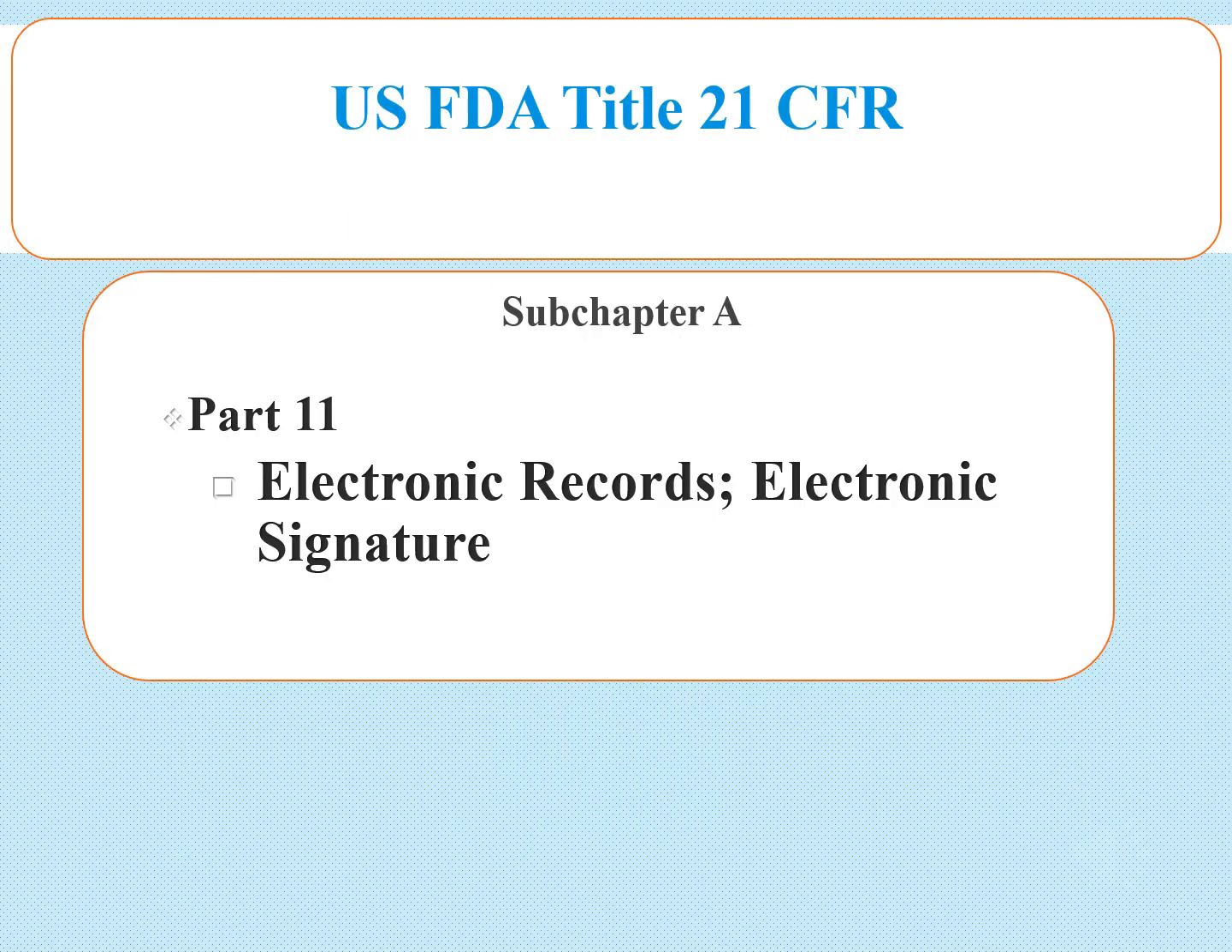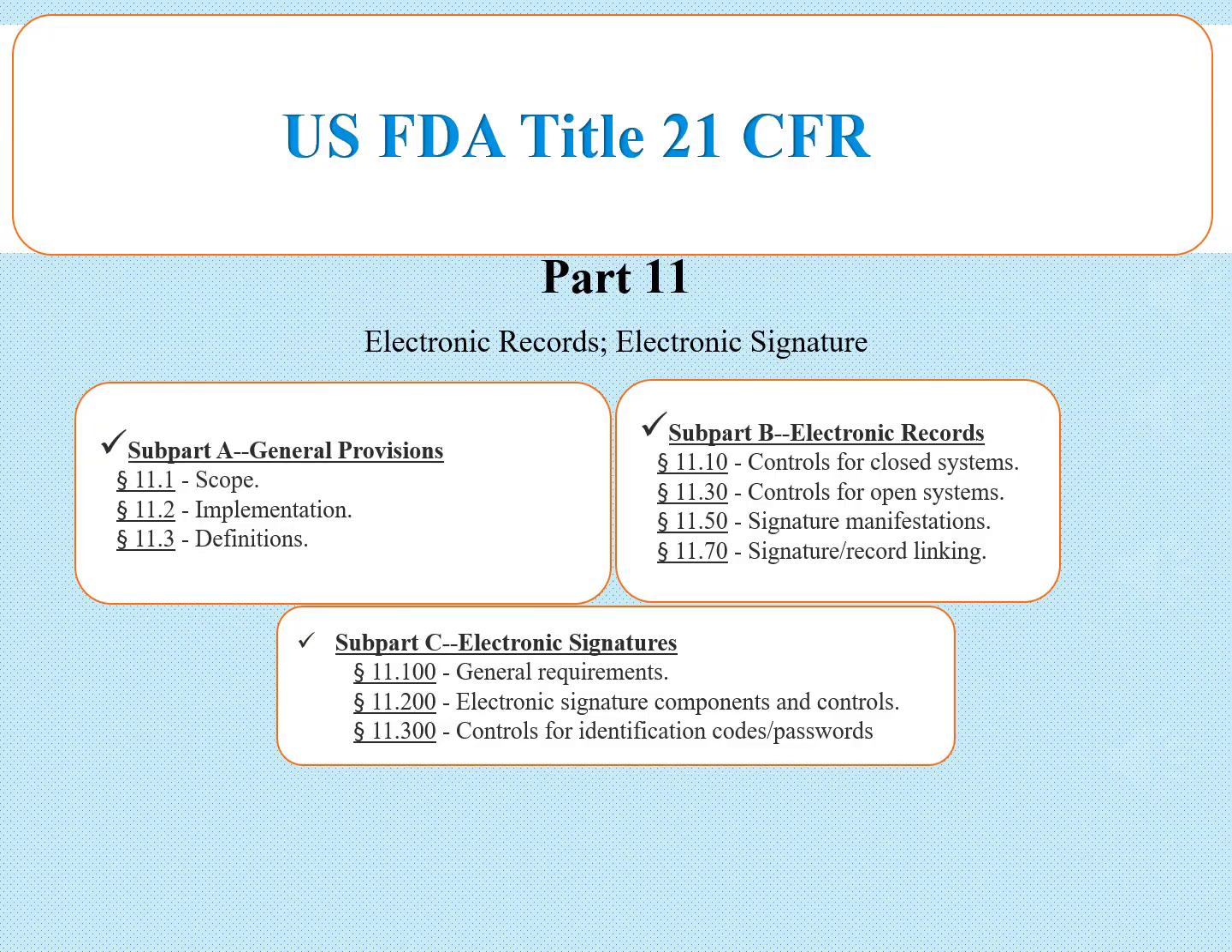Subchapter A Part 11. Related to electronic records, electronic signature. This Part 11 is currently getting more attention in pharma industries. 21 CFR Part 11 has 3 subparts which are as follows. Subpart A General Provisions. Subpart B Electronic Records. Subpart C Electronic Signatures.